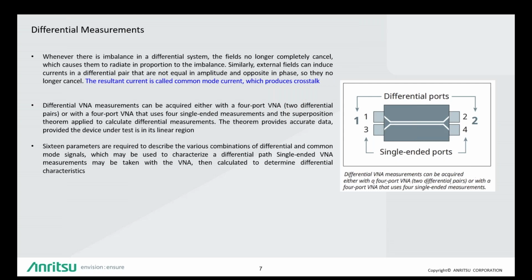Now, differential VNA measurements can either be acquired using a 4-port VNA, which has 2 differential pairs, or with a 4-port VNA that uses 4 single-ended measurements, which is what we refer to as the superposition theorem, which is applied to calculate differential measurements. You have a total of 16 parameters that are required to describe the various combinations of differential and common mode signals. And these may be used to characterize a differential path. Single-ended VNA measurements could be taken using the VNA, and then you can calculate to determine the differential characteristics.